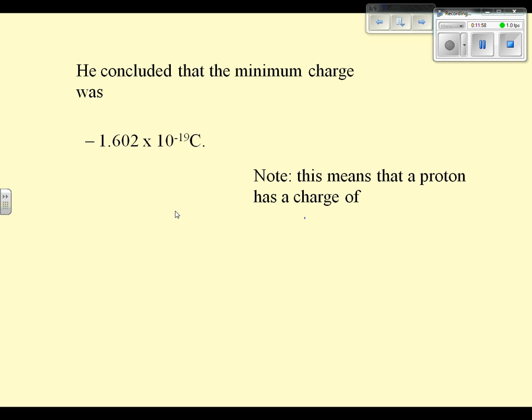What does the proton have a charge of? Positive 1.602 times 10 to the minus 19. What does that times 10 to the minus 19 mean? It means it's really 0.000000000, actually it's 18, right? And then the 1.